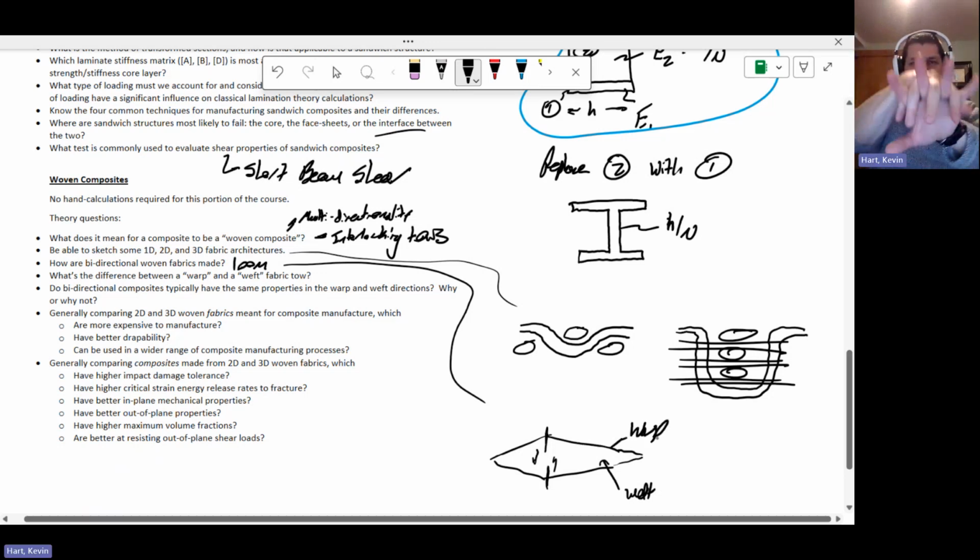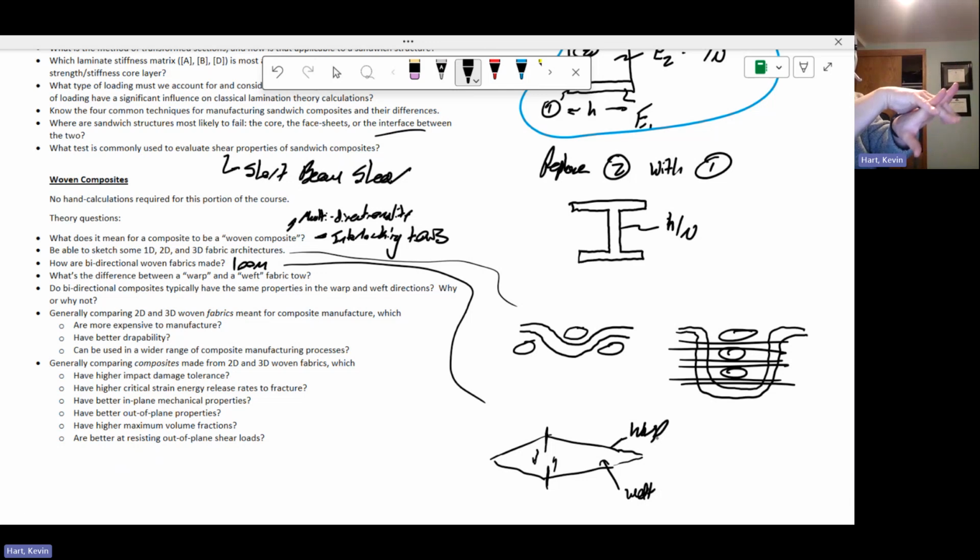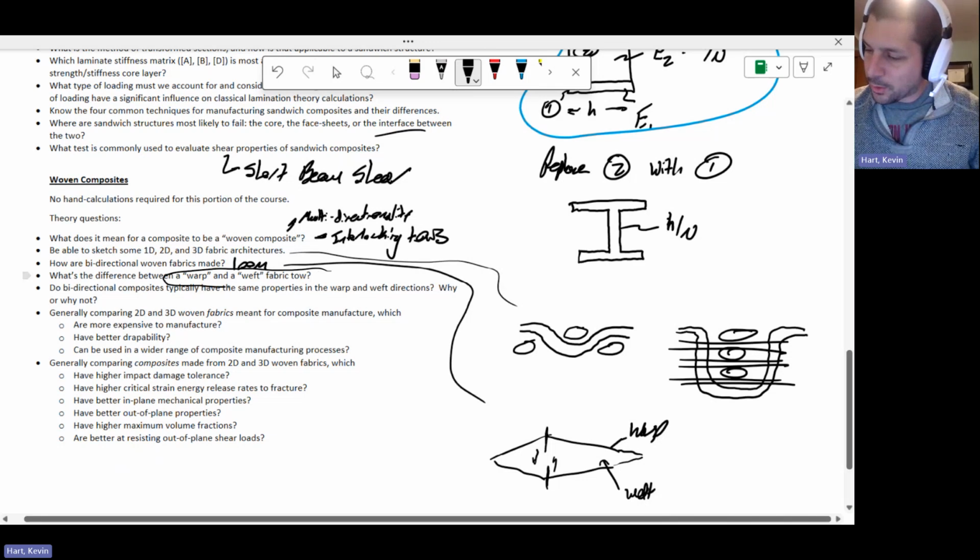So you have these warp layers moving up and down with this sort of motion. And as they're moving up and down, a shuttle passes through the cross tow, what we call the weft tow. All right. What's the difference between a warp and a weft fabric tow?